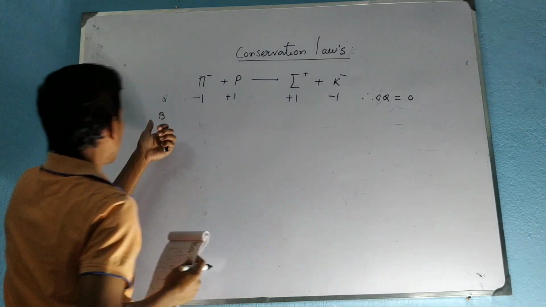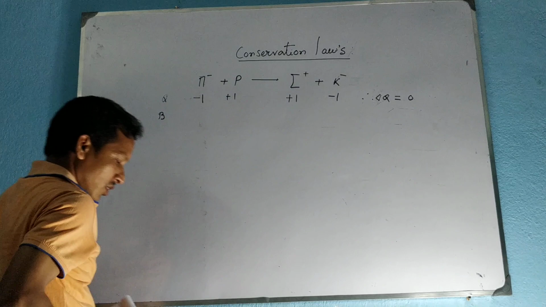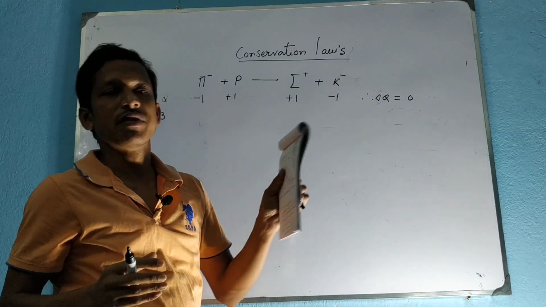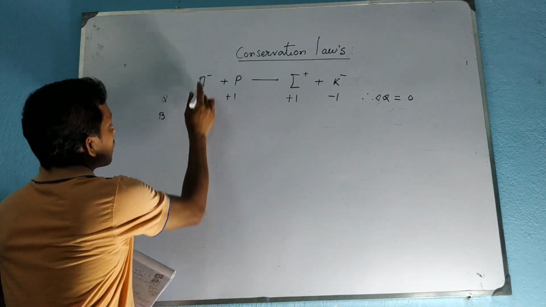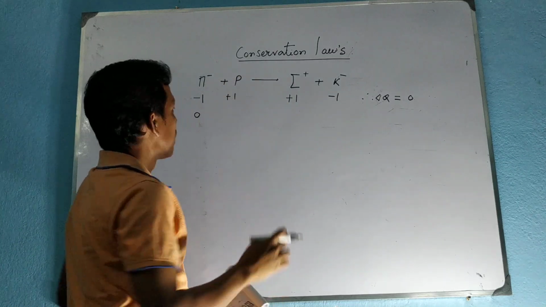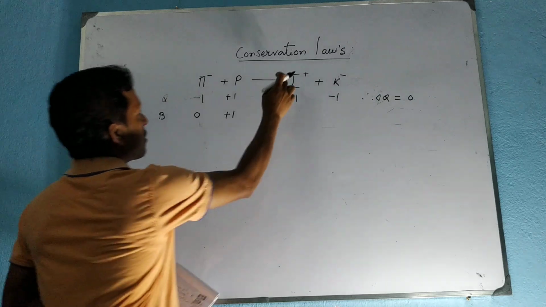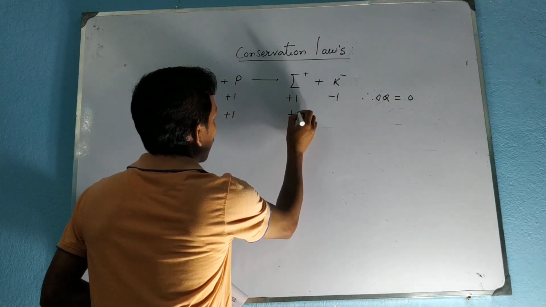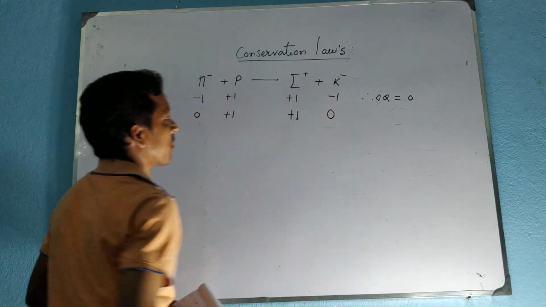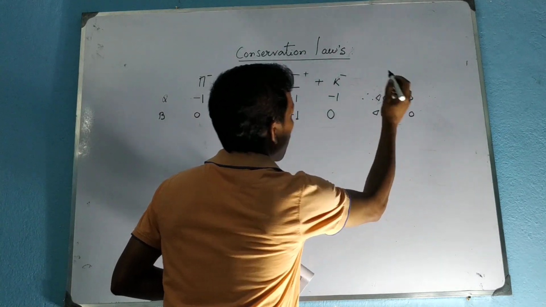Now I will test the baryon quantum number. This is not a baryonic particle. We know the baryon quantum number is 1 for all baryonic particles, as we have already discussed in the previous class. So for this one the quantum number is 0. Proton is a baryonic particle, so the quantum number is 1. This is also a baryonic particle, so the quantum number is plus 1, and this is not a baryonic particle, so the baryon quantum number is 0. So delta B is equal to 0.